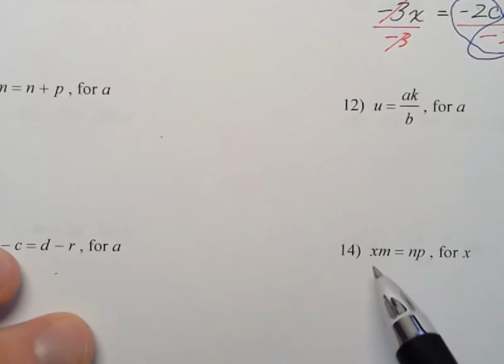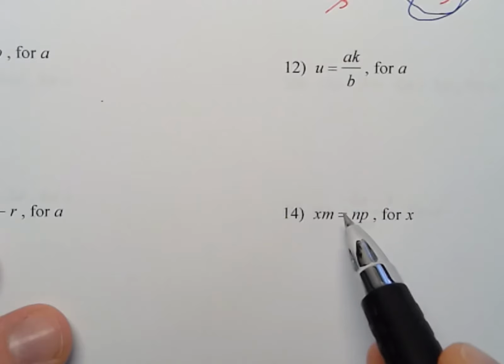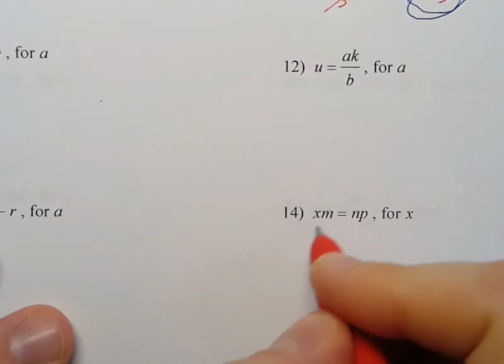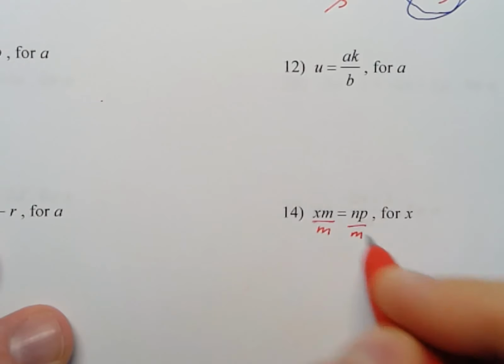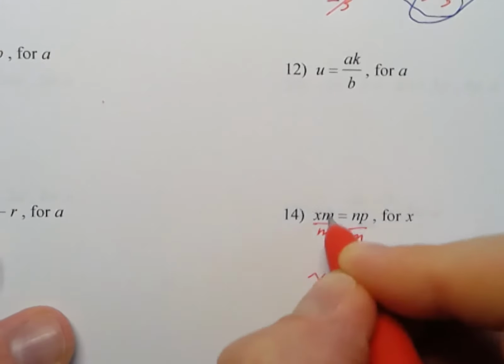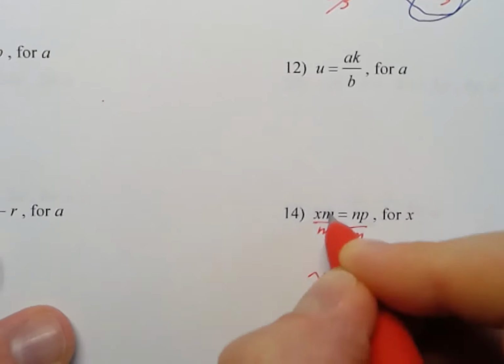What about xm equals np and solve for x? Well, x is being multiplied by m, so we just divide by m and we have x equals np over m. Okay?